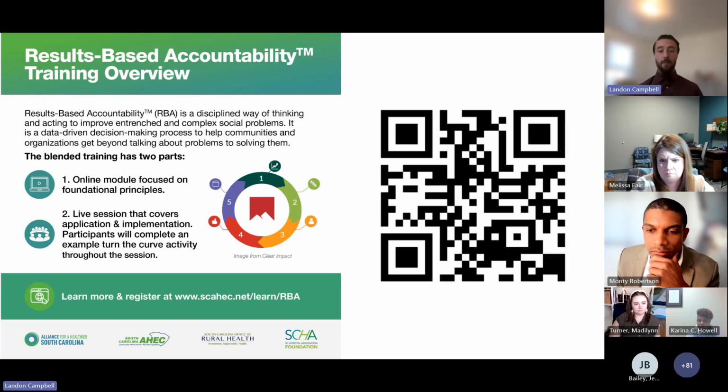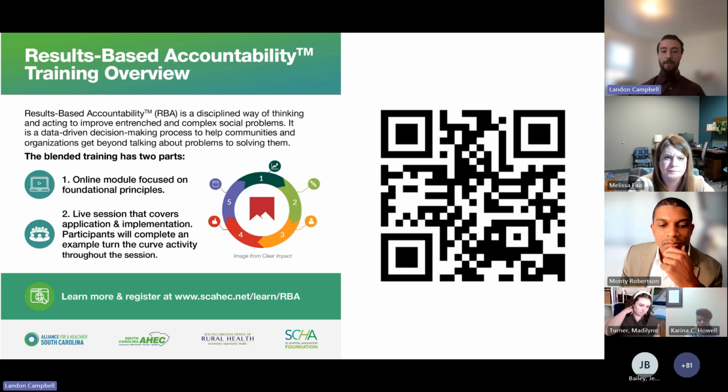Dates for the upcoming in-person workshop can be found through the QR code on this slide, and you can register for the online modules here as well. So we'll have this available afterwards, and you can also take a second here and either scan the QR code or look at that link that we have on the screen if you are interested in these trainings.